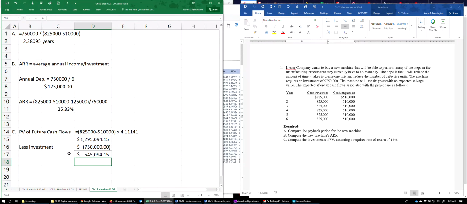All right. So the net present value is $545,094.15. That is positive. So that tells you that this investment returns more than 12%. Right? If we wanted to know exactly how much, that's the next metric that we'll be using. We'll discuss it on Wednesday, and that's our internal rate of return. Okay, that's all for now.